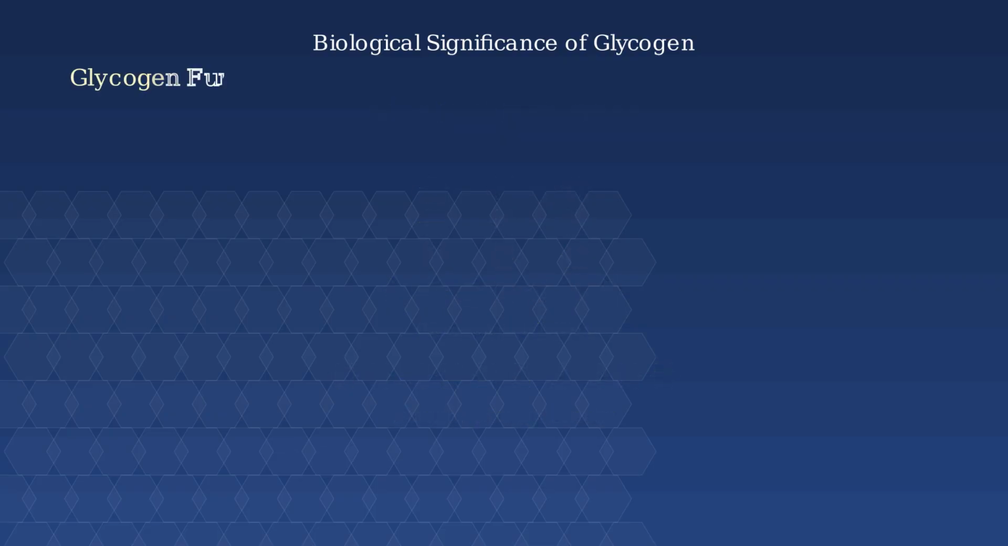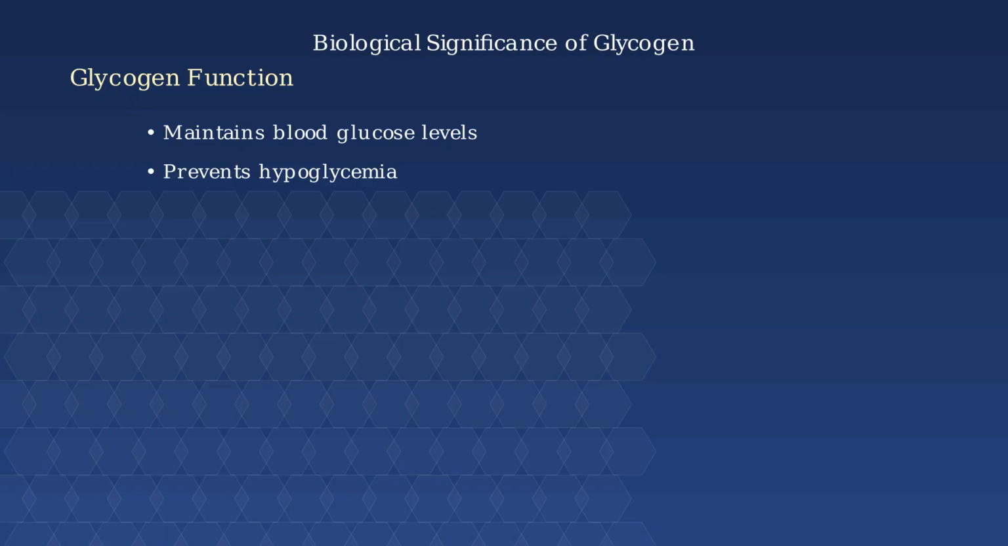This branched structure allows glycogen to be rapidly mobilized when glucose is needed. The biological significance of glycogen is primarily related to glucose homeostasis. It prevents hypoglycemia, or dangerously low blood sugar levels, by releasing glucose when needed.